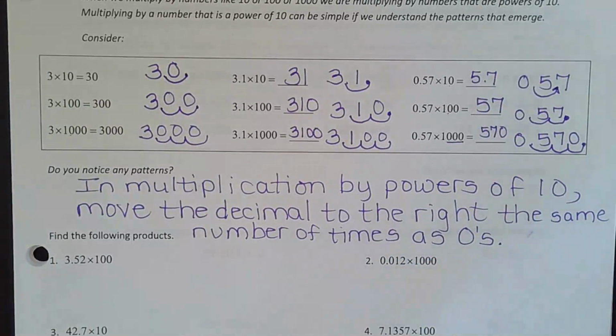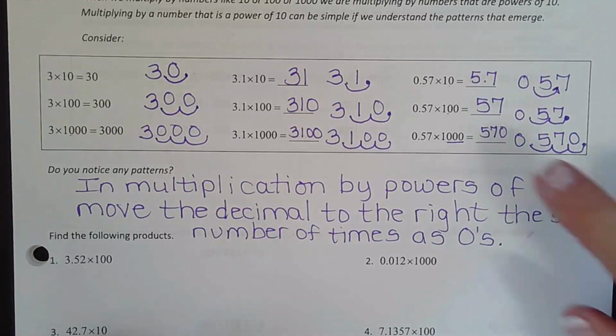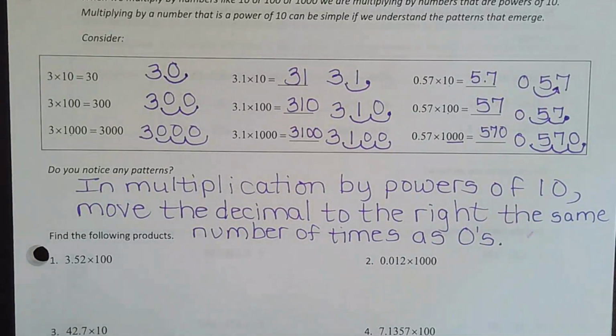Without doing the things above, somebody could read that and go, huh? But I think we know what it's talking about. That's kind of hard to explain. Move the decimal to the right the same number of times as zeros in the problem.